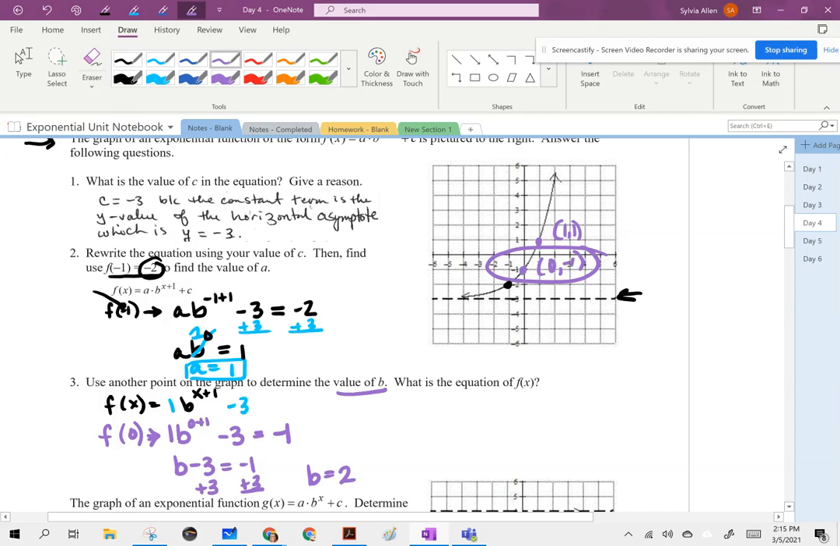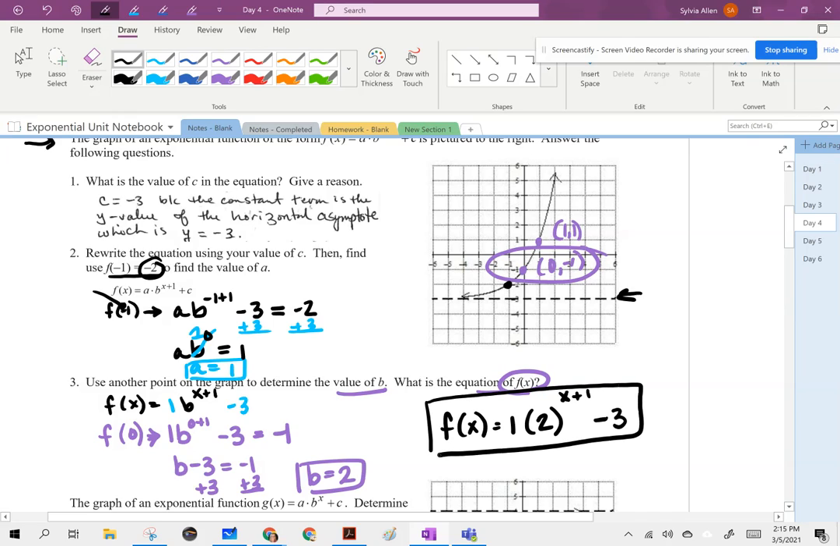So we found the value of b, but now we're supposed to put it in the form of the equation. So we're going to go f of x is equal to, and again, we're going to have 1 because that was our a value, b to the x plus 1 because that is the form that they gave us, and then -3 to represent our c value.